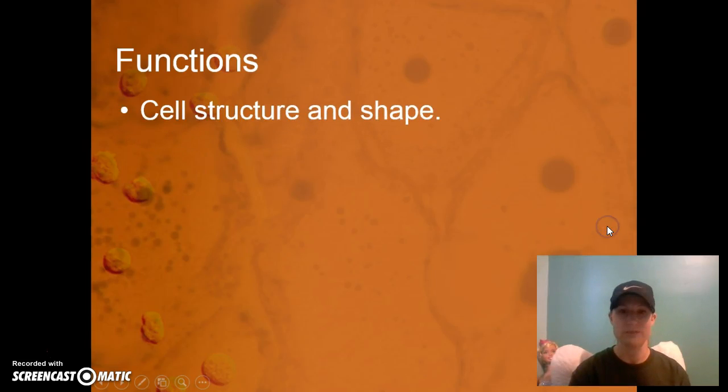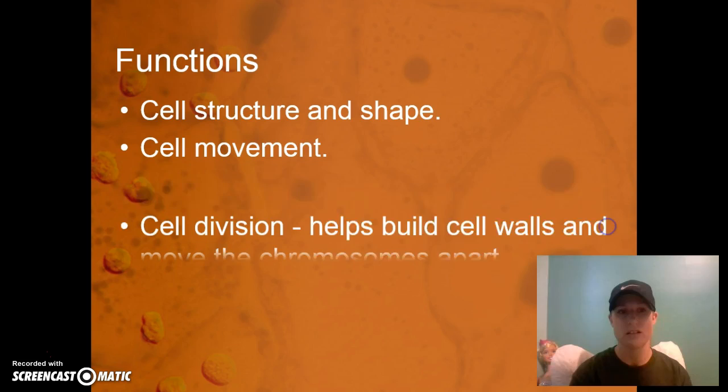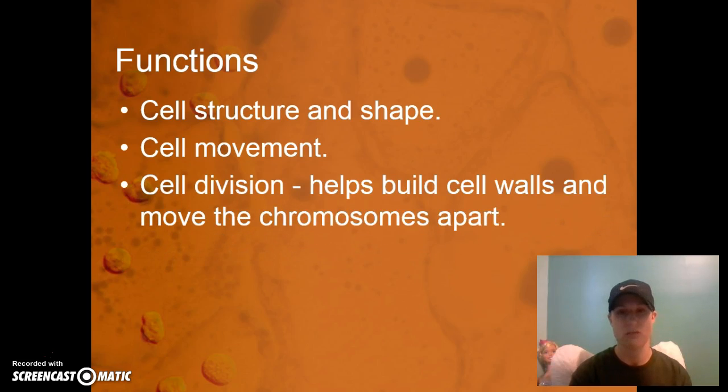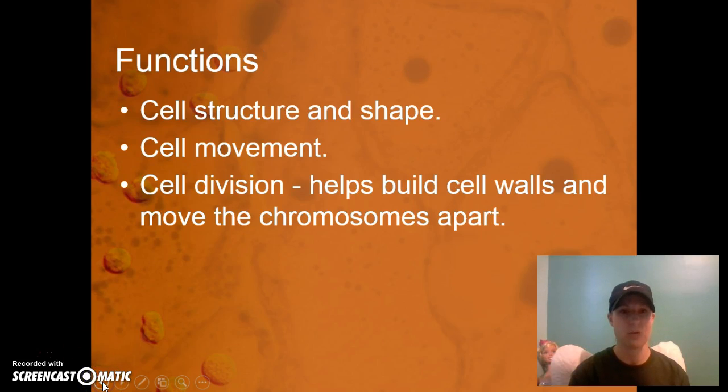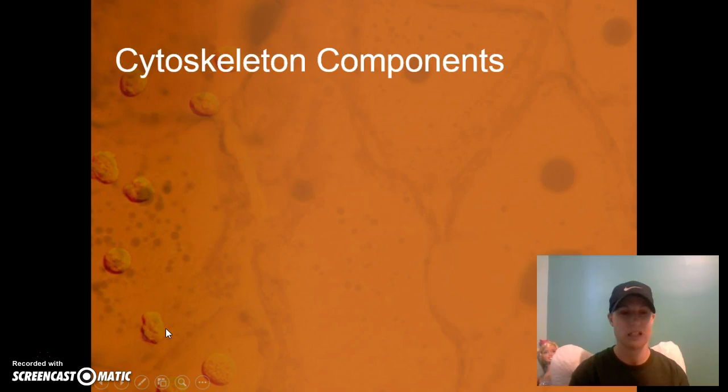Oh, I put the picture there again. Okay, so functions: cell structure and shape, cell movement, and cell division. By cell division, I mean it helps build cell walls and move the chromosomes apart. Okay, so those are the big three. I thought I had another one in there. Oh, that's later. My bad.